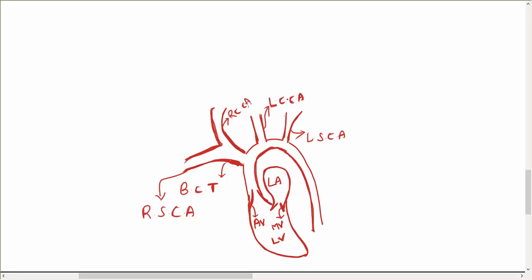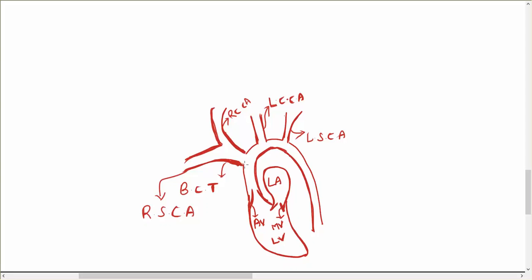Okay, so now you all know the major branches coming from the arch of aorta. Once again I am telling, the left atrium receives blood from the pulmonary circulation, and it sends the blood to the left ventricle by crossing the mitral valve. Then the left ventricle goes for systole, and it sends the blood to the arch of aorta by crossing the aortic valve. Once the blood enters the arch of aorta, the first major branch which comes from the arch of aorta is the brachiocephalic trunk.